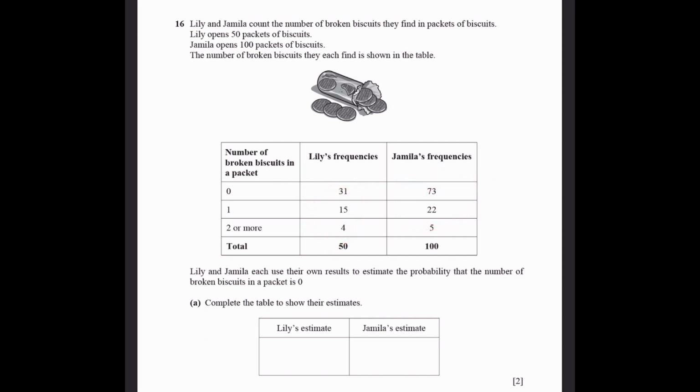Lily and Jamila each use their own results to estimate the probability that the number of broken biscuits is 0 in one packet. A. Complete the table to show their estimates. Lily's estimate and Jamila's estimate. As you can see, Lily has 31 for number of broken biscuits 0, and total is 50. So Lily's estimate will be 31 by 50 because this is probability. And for Jamila, it's 73 out of total 100, so 73 by 100.